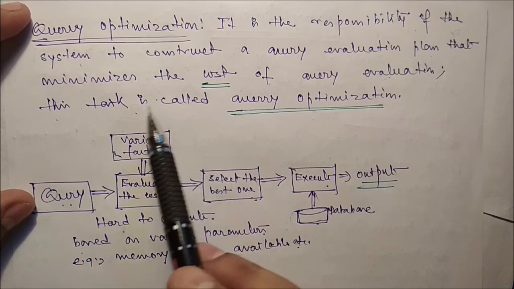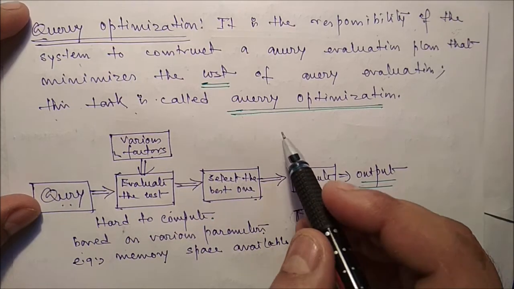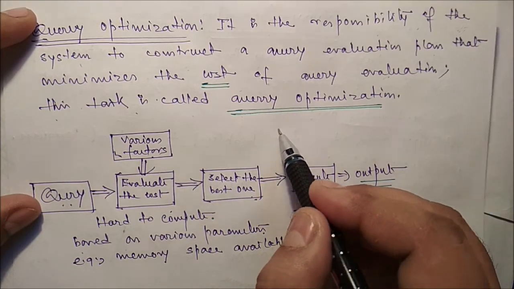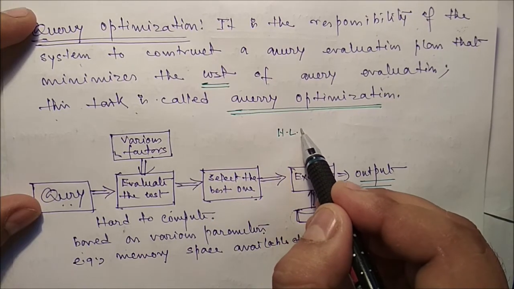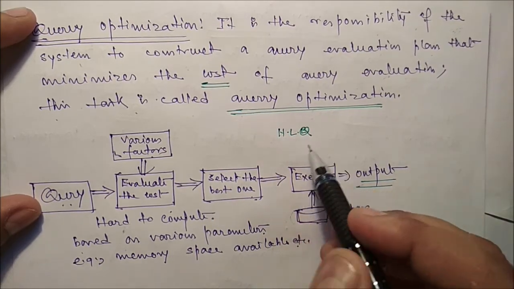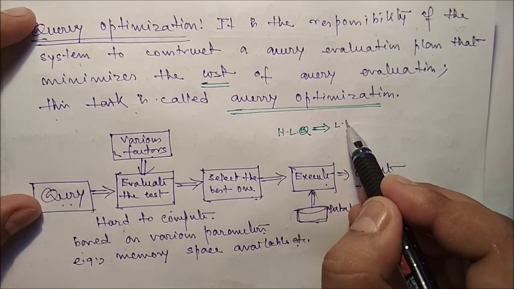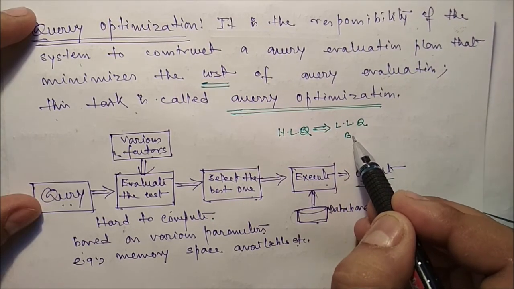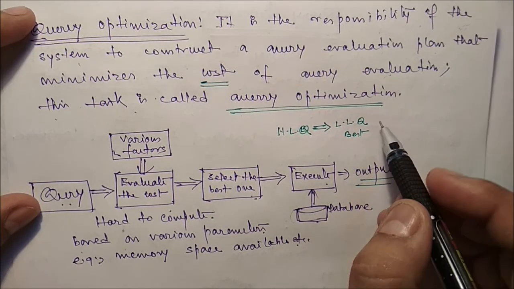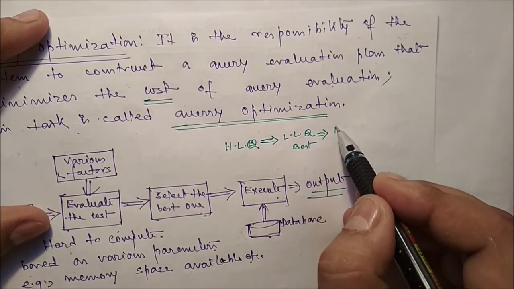Okay, so query optimization is required because a simple user just gives one high level query, and it is the task of the system to convert this into the best low level query, and after that it gives the result.